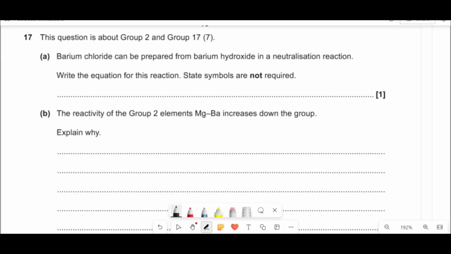There you go. This question is about group 2 and group 17. Barium chloride can be prepared from barium hydroxide in a neutralization reaction. Write an equation for this. State symbols are not required. So just write what you already know.